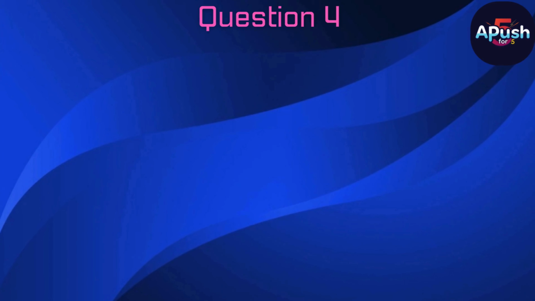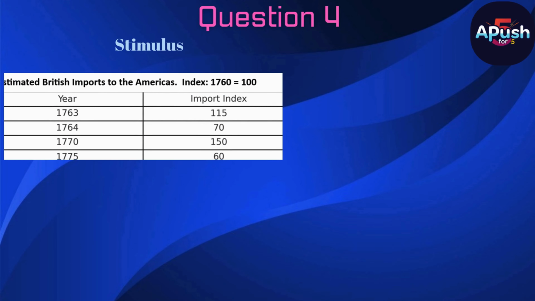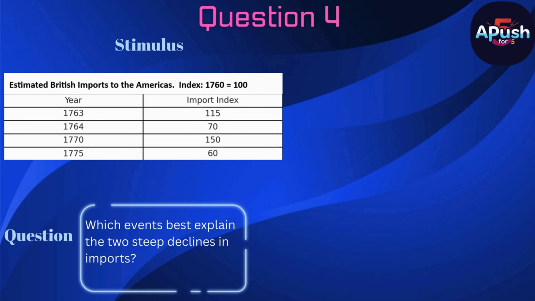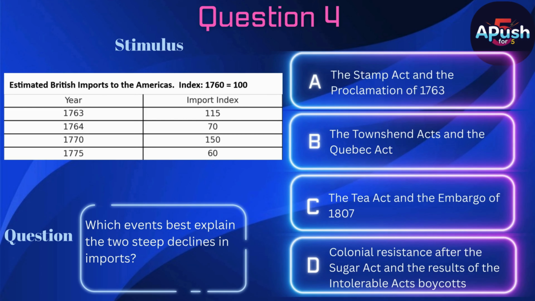Question 4. Stimulus. See graph. Which events best explain the two steep declines in imports? A. The Sugar Act and the Proclamation of 1763. B. The Townshend Acts and the Quebec Act. C. The Tea Act and the Embargo of 1807. D. Colonial resistance after the Sugar Act and the results of the Intolerable Acts boycotts.